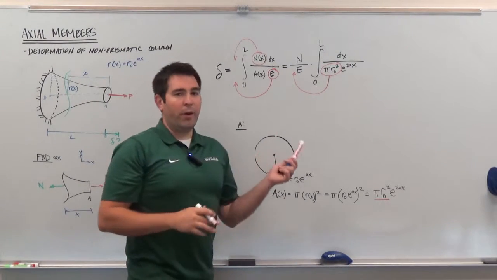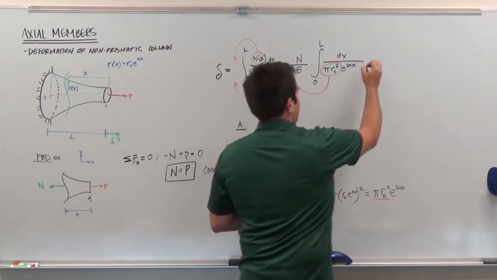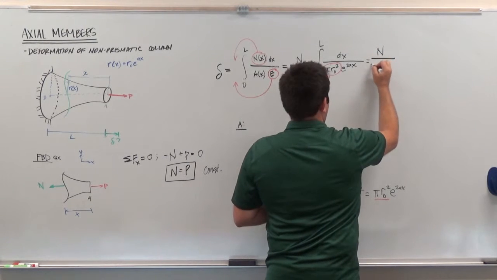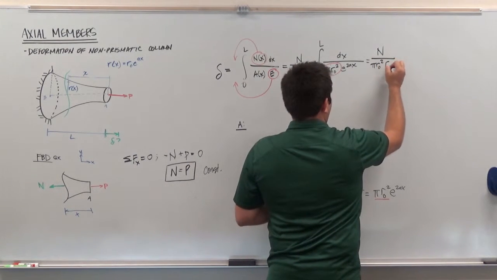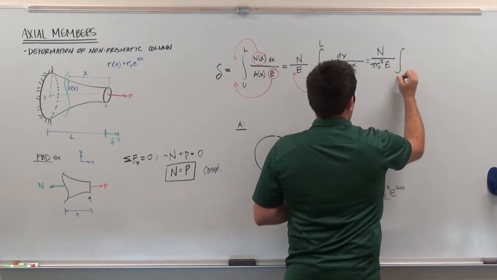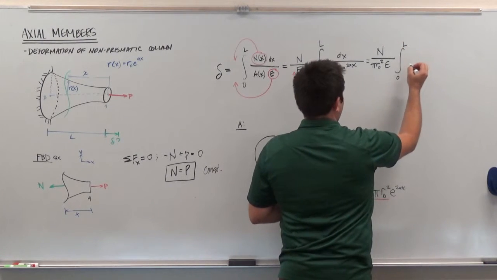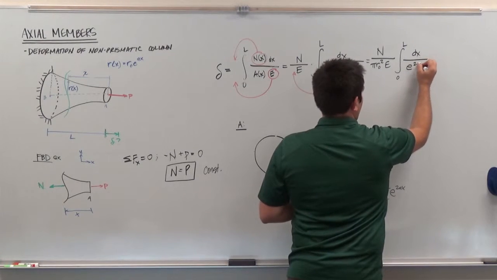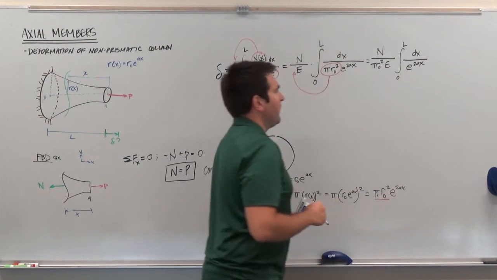So just to make the integration as simple as possible, I will rewrite this as n divided by pi r naught squared e times the integral from 0 to L of dx over e to the 2ax power.